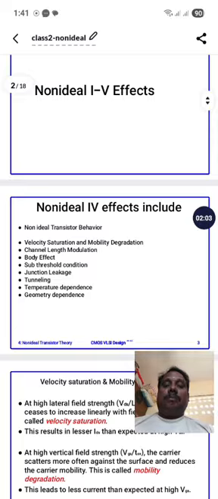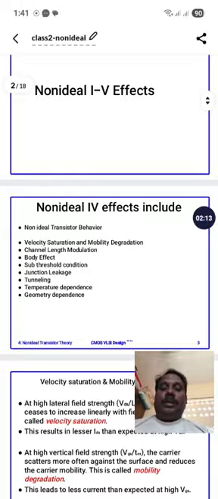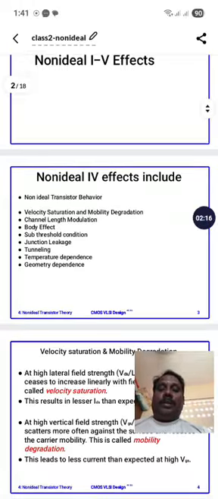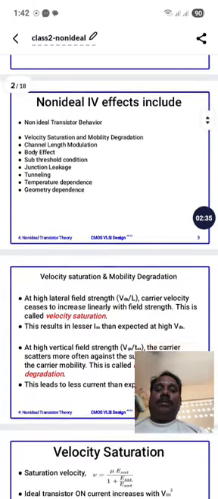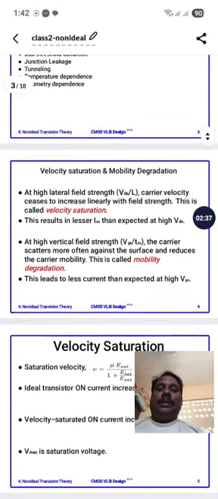The things that make the characteristics vary from ideal IV effects are velocity saturation, mobility degradation, channel length modulation, body effect, subthreshold conduction, junction leakage, tunneling, temperature dependence, and geometry dependence. All of these make the transistor non-ideal. So what do these parameters do? Velocity saturation and mobility degradation are the first.